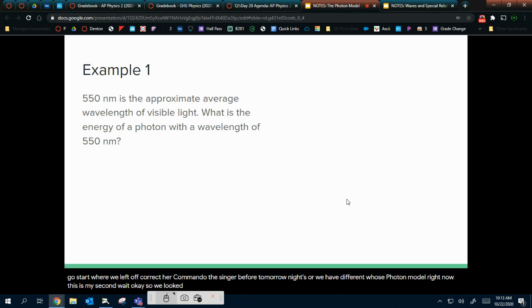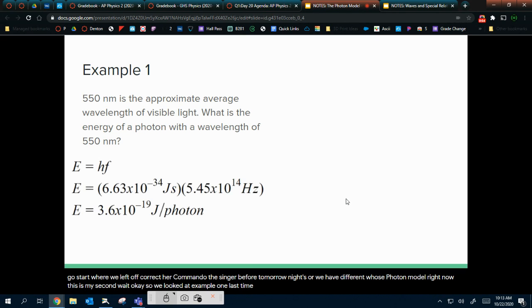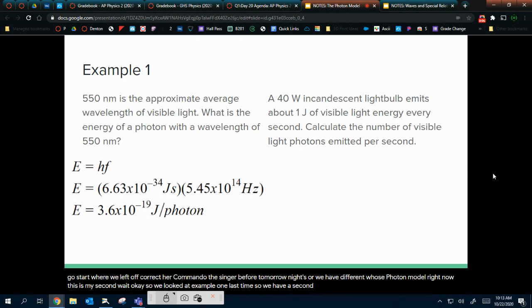Okay, so we looked at example one last time. So we have a second example here. It says you have a 40-watt incandescent bulb. It's about 1 joule of visible light energy every second. Calculate the number of visible light photons emitted per second.